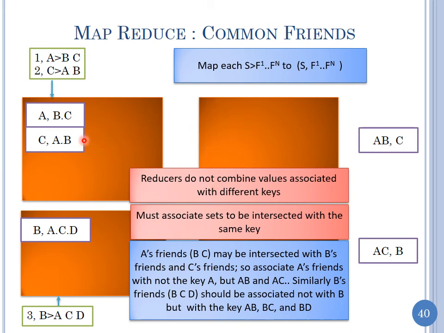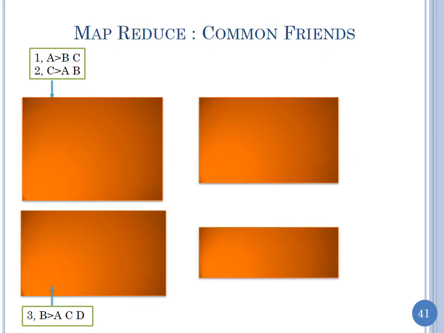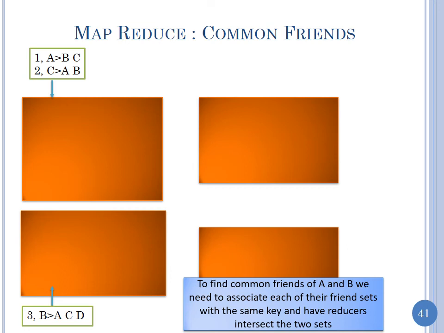Put another way, we don't produce new keys in the output. We take values associated with the same key, combine them and store them with that key. We don't change the key. So reducers do not combine values associated with different keys, so we must associate sets to be intersected with the same key. We do want intersection, but the values to be intersected must have the same key value. That is, no pun intended, the key here. So what we'll do is the following. To find common friends of A and B, we must map A's friends and B's friends to the same key, which is a function of the usernames A and B.